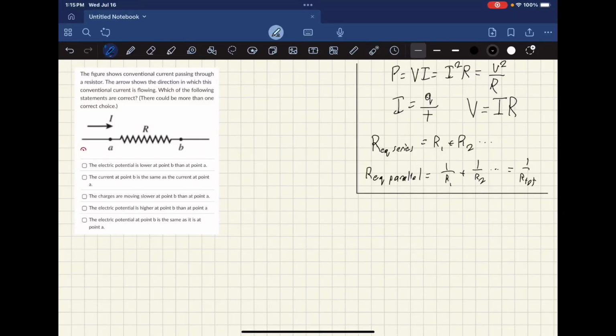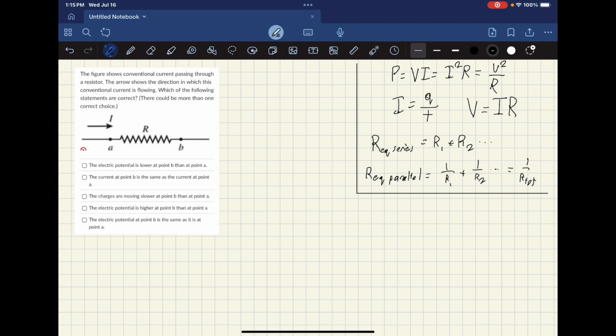Hello everybody, I'm here with another physics video detailing more about current and resistors, especially in regards to circuits. So the first question: our figure shows conventional current passing through a resistor, the arrow showing the direction that the current is flowing, which is correct, and there could be more than one correct choice.